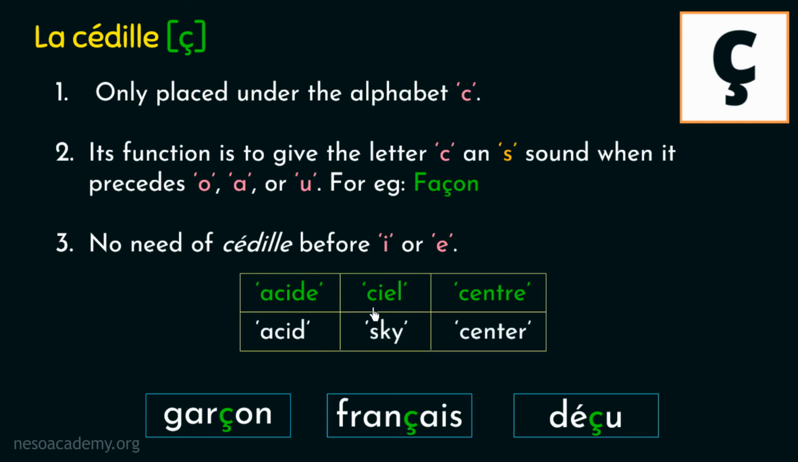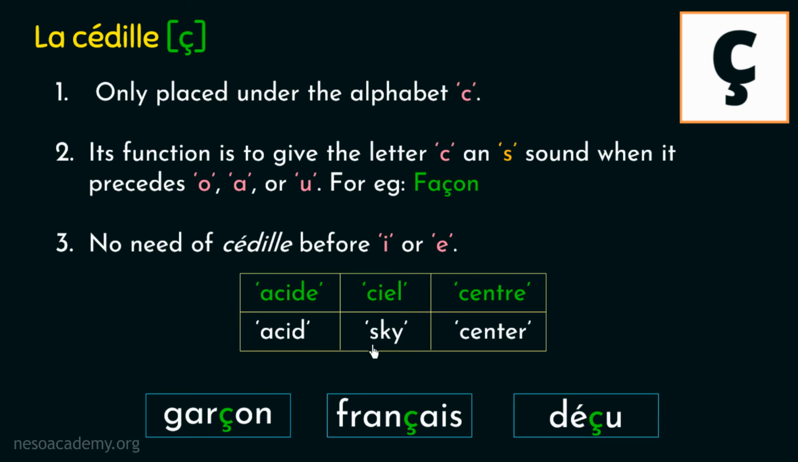Now observe the second word. In French it is pronounced as ciel. So in this example also, the alphabet C is giving the sound of alphabet S, right?